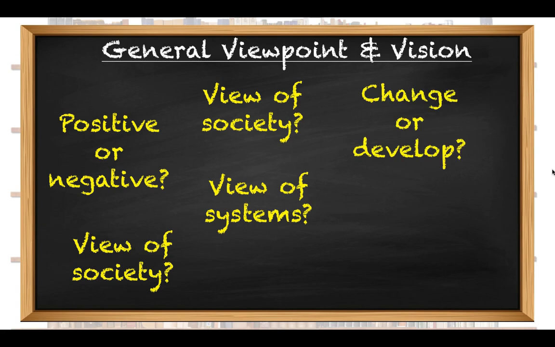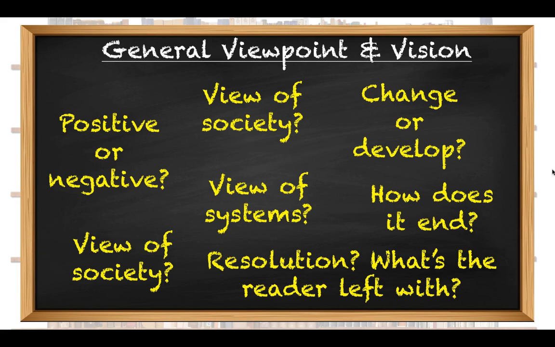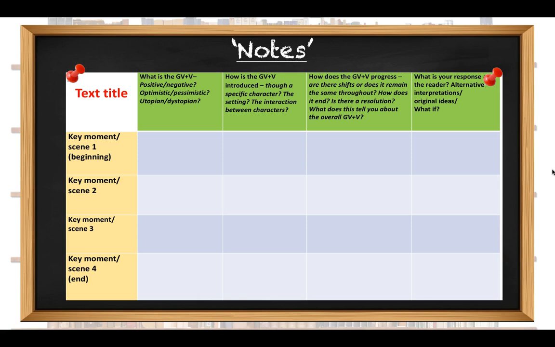Does it change or develop through the text? How does it end? Is there a resolution in the viewpoint? What is the reader left with? As you can see with this notes grid, you should track or monitor the development of the viewpoint throughout each of the 3 texts you are studying to get an overall view of them. Then you can identify 3 or 4 key moments that you could talk about where the viewpoint or vision is made clear.